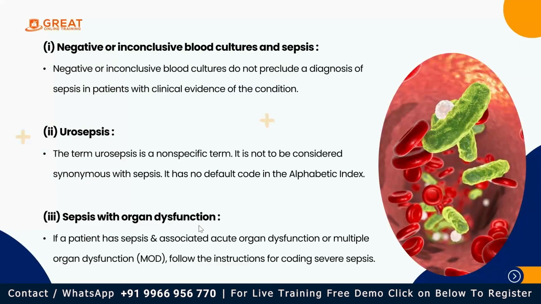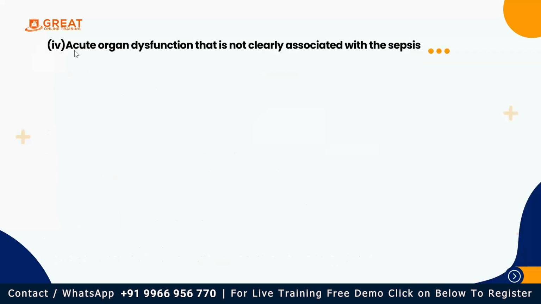Sepsis with organ dysfunction. If a patient has sepsis and associated acute organ dysfunction or multiple organ dysfunction, MOD, follow the instruction for coding severe sepsis. If sepsis plus organ dysfunction is there, we have to follow the severe sepsis guidelines. What are those guidelines? We'll go to the next point.